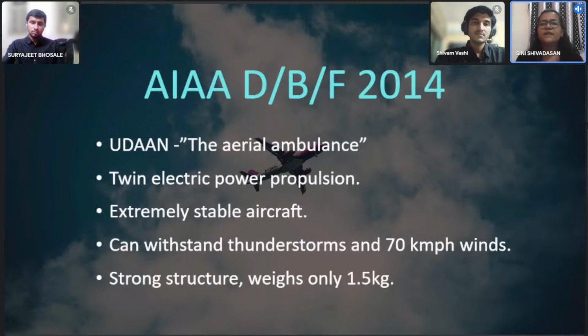Each year AIAA has a different problem statement. They give us different statements that we have to work on, and we have to do different missions according to those statements. In 2014, the statement was to make an aerial ambulance that was very light but extremely strong and stable. The plane weighed only 1.5 kgs, but it could withstand thunderstorms and 70 km/h winds.